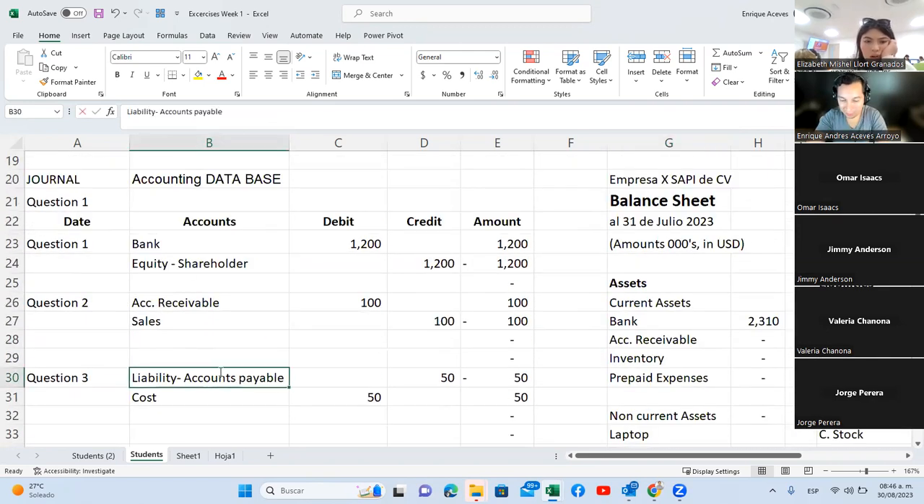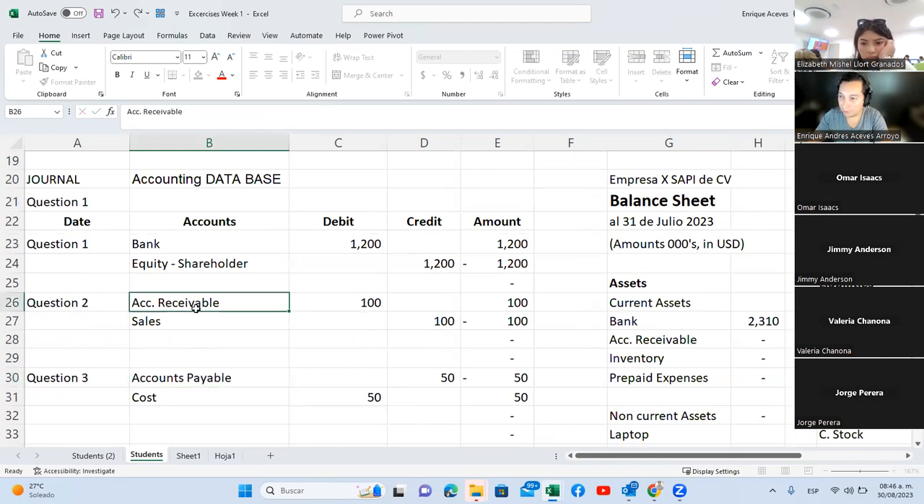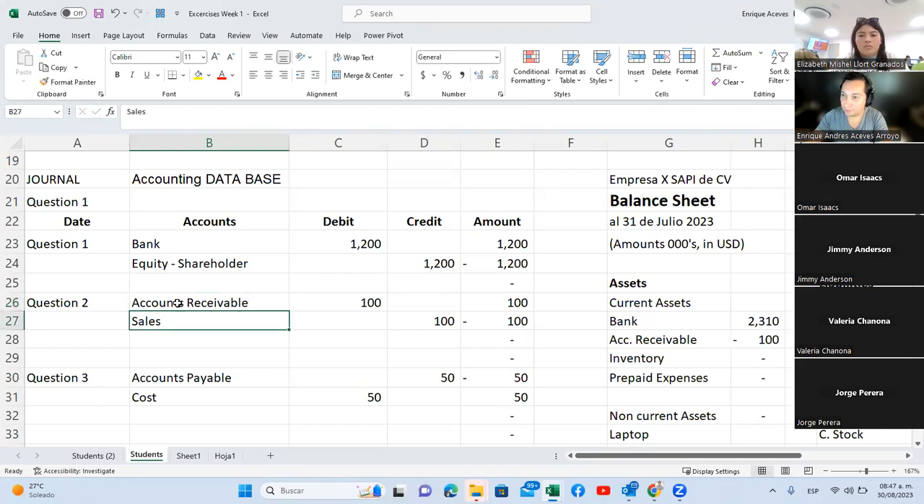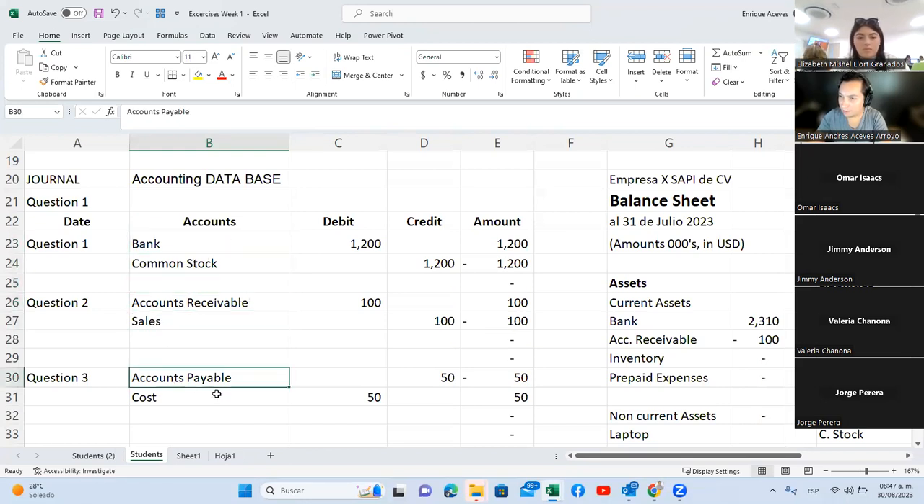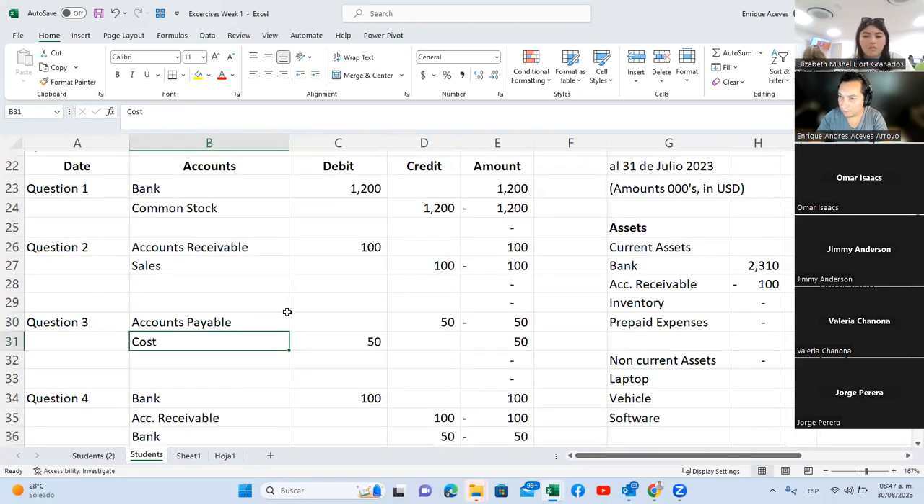Liability, let's put it accounts payable. Accounts payable, as its name. Okay. And here also. Look, this is what you shouldn't do. Put an extra, it's accounts receivable. Yeah, let's put it in here, common stock. Common stock. Okay. So we have bank, common stock, accounts receivable, sales, accounts payable, cost. Awesome.